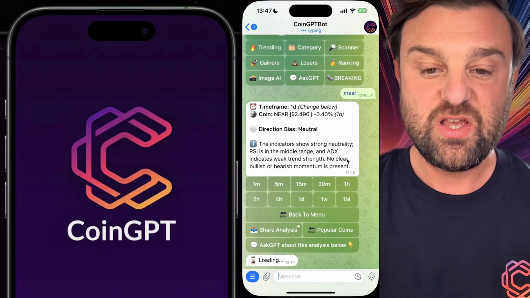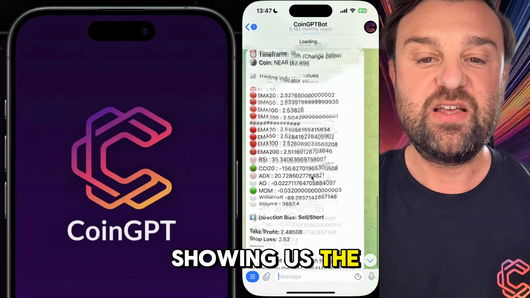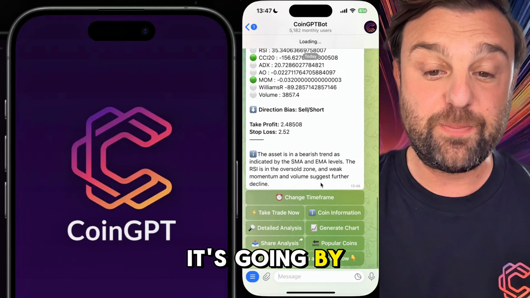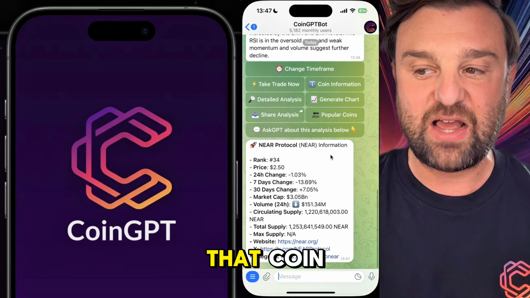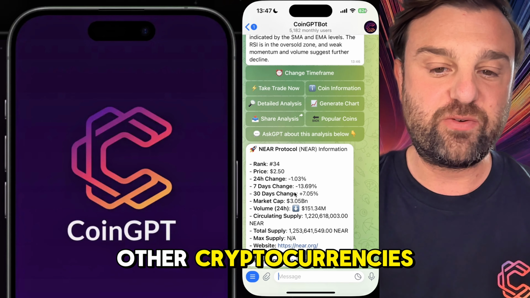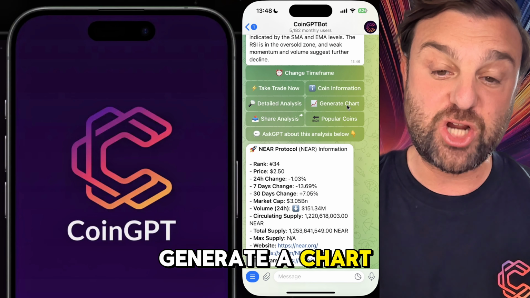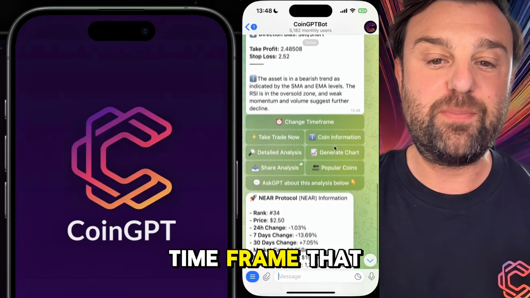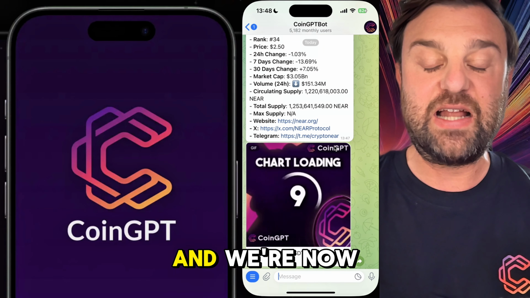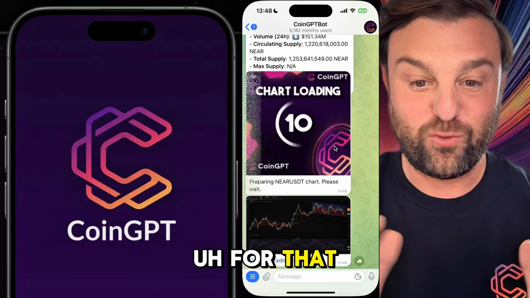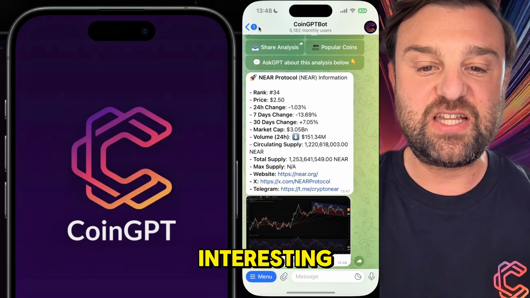You can see some other things as well. For example, the detailed analysis showing us the different indicator values it's going by. We can view coin information, which is quite neat as well, to see how that coin fares against all other cryptocurrencies, things like the volume, which is down. We can even generate a chart in the time frame that we're in. So we are currently in the 15-minute time frame, and we're now going to get a chart for that time frame you can see here. So there you go. So very interesting, very neat.